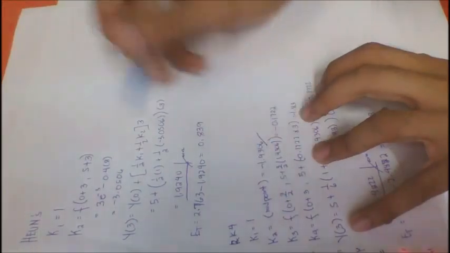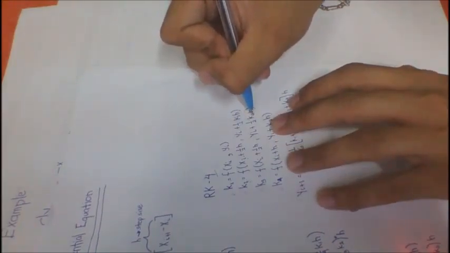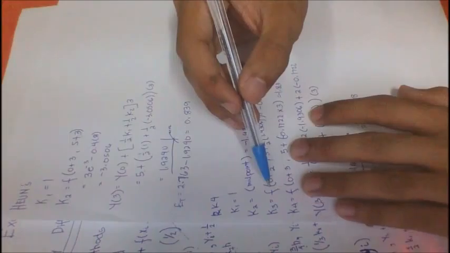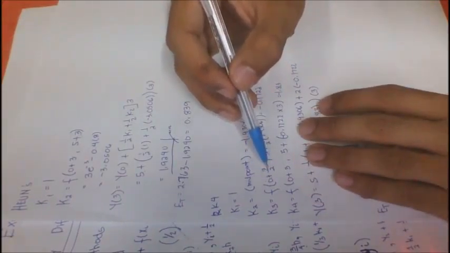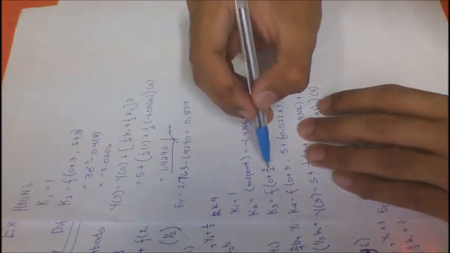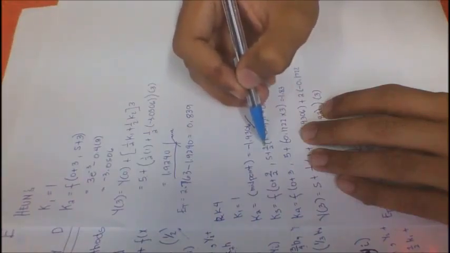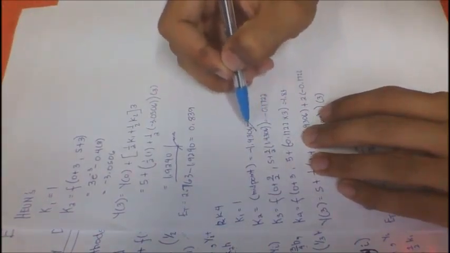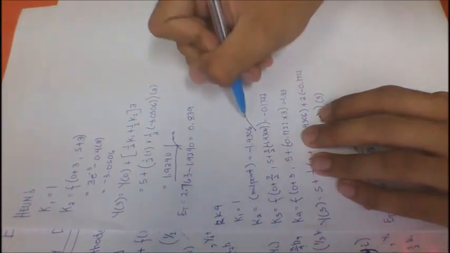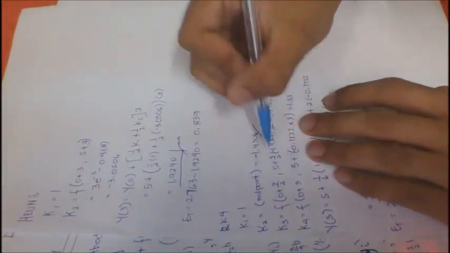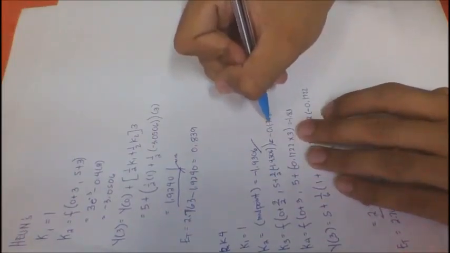And then for our K3, we'll have the same equation as K2, but we'll be multiplying K2 by the step size to be added to the initial value of y. So K3 equals the function value at x initial plus 3 halves, that is half of the step size, and initial value of y 5 plus 3 halves, or half of the step size, multiplied by K2, which is negative 1.9306. When you substitute that into the equation, what you'll get is negative 0.1722.